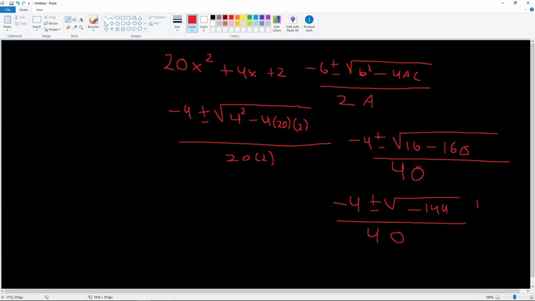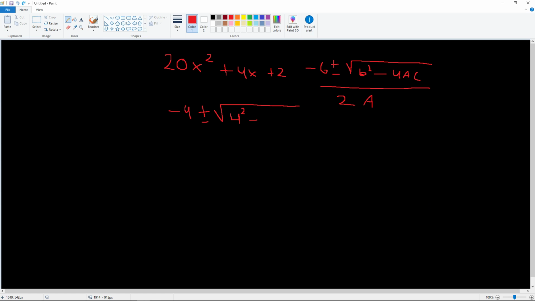So this is where our friend i comes in. i is equal to the square root of negative 1. And we're going to use this to give ourselves a value here. So let's clean up the board a little bit. Alright, that's good enough. Negative 4 plus or minus, so simplifying again, this is the square root of 144. So we can just reduce this to 12i over 40.